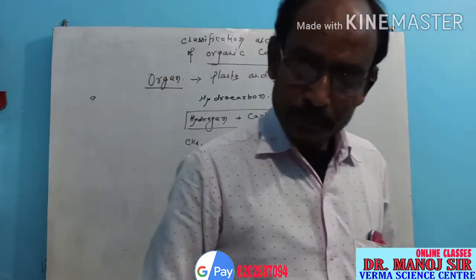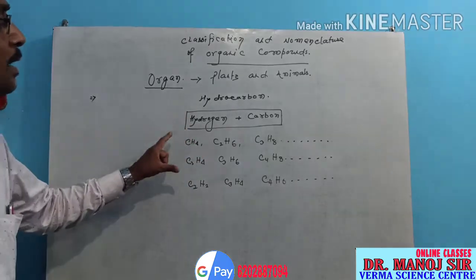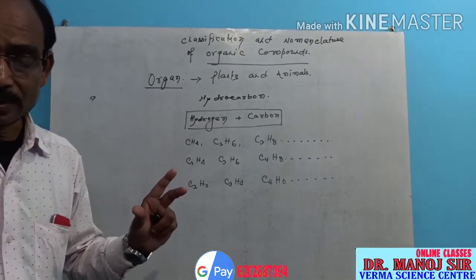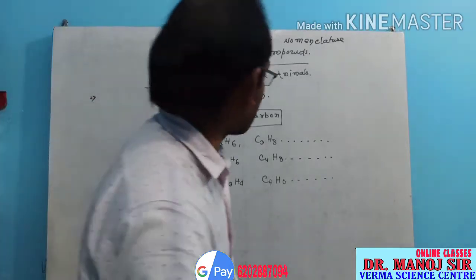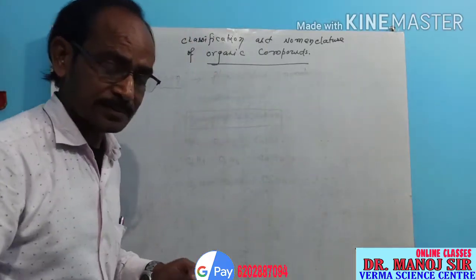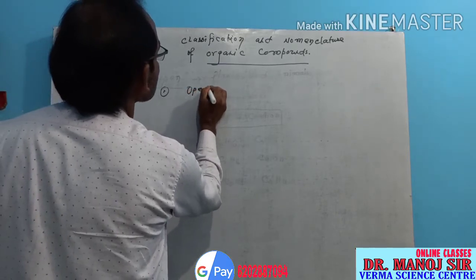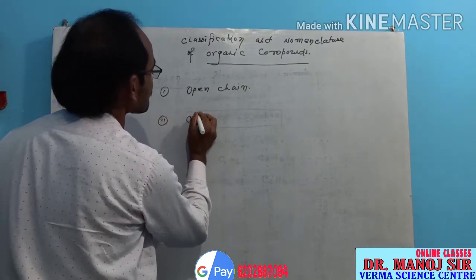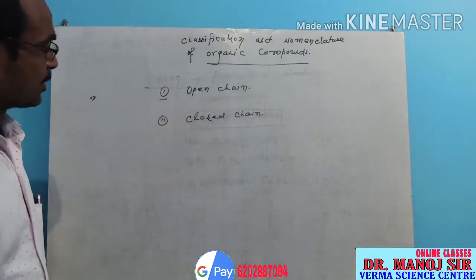So hydrocarbons, all are known as the organic compound, broadly divided into two categories. That categories are number one, open chain. Second is closed chain. Here, open chain.